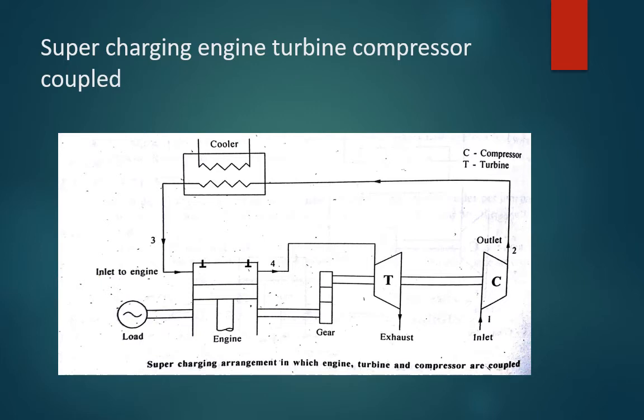So in this method, what is happening? A part of the energy is used to turn the turbine itself. So the turbine runs the compressor, and the compressor is utilized to run the engine. As we mentioned, if excess power is developed by this turbine, that would be directly coupled with the help of gear to the engine to give more power. This is one type of arrangement.